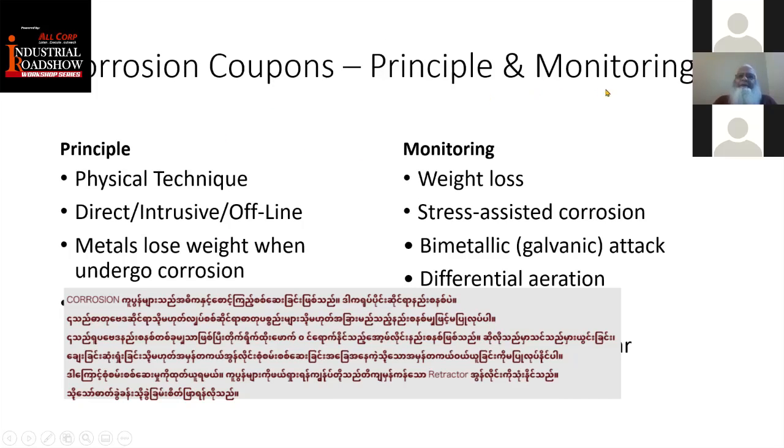The corrosion coupons monitoring principle is a physical technique. It's not something chemical, electrochemical, or any other technique. It's just a simple physical technique. It's a direct, intrusive, offline technique, meaning you cannot measure the corrosion losses or the actual condition of the probes online. So the probe has to be taken out. We can use retrievers and retractors online to take the coupons out, but still, it has to go to the laboratory for the analysis.